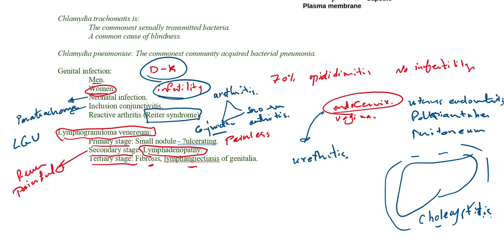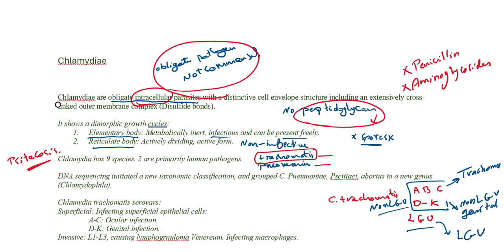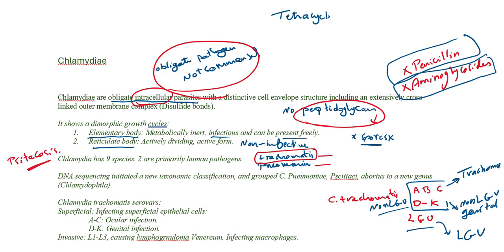Regarding the choice of antibiotic, as we have mentioned earlier, we can't choose penicillin because penicillin acts on peptidoglycan and chlamydia lack peptidoglycan in their cell wall. We can't choose aminoglycosides because they don't enter the cell, and chlamydia are obligate intracellular parasites. So the antibiotic of choice is either the tetracycline group or the macrolide group.